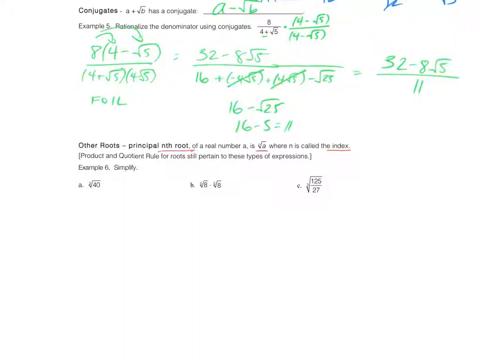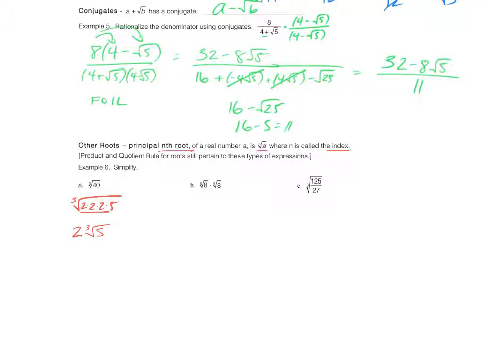So for the cube root of 40, when I write this out, I'm going to break 40 into its prime factors. So that's 2 times 2 times 2 times 5. Now I have 2 times itself 3 times here, so that means that I can pull 2 cubed out of that. So I can pull 2 out, and I'm left with the cube root of 5.